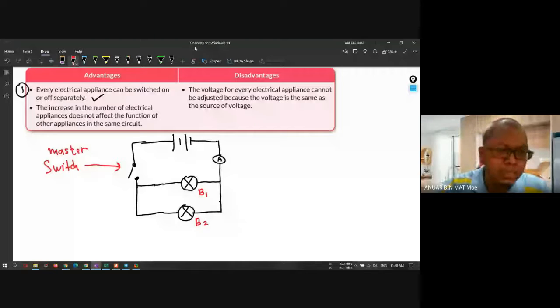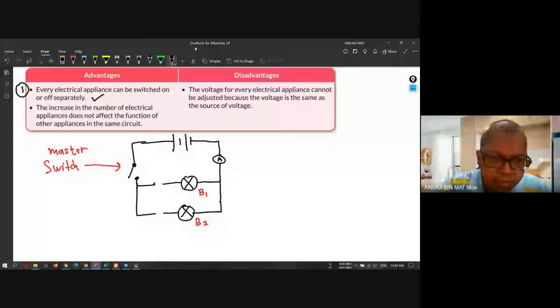So, my solution is I can put the switch in here. Can you see it, class? I can put a switch here. Right? So now I have two switches. This is what we call the individual switch. Switch number 1 and switch number 2.